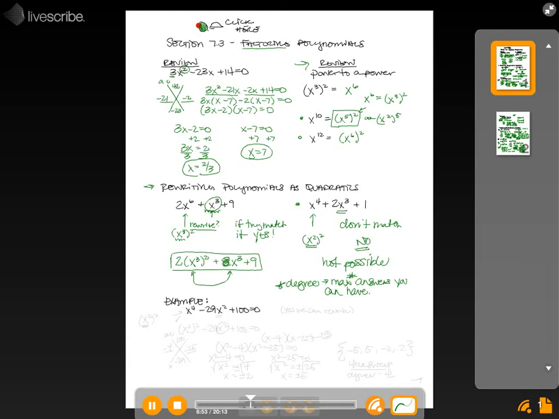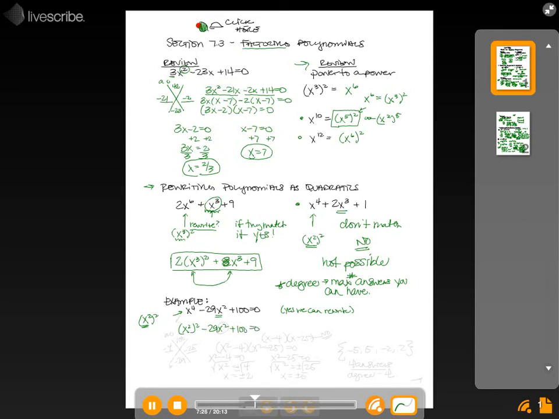So our first example here is x to the fourth minus 29x squared plus 100. Let's check real quick and see if we can rewrite it. So we're going to check that first term, x to the fourth. We can make it x squared squared. Squared here matches the squared in the middle. So this is a yes, we can rewrite. And when we can rewrite it, then we can factor it. We're going to make it x squared squared minus 29x squared plus 100 equals 0.